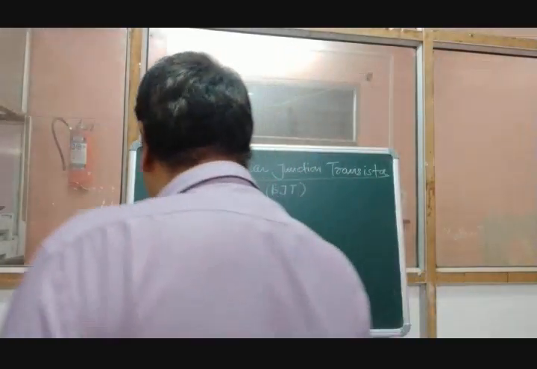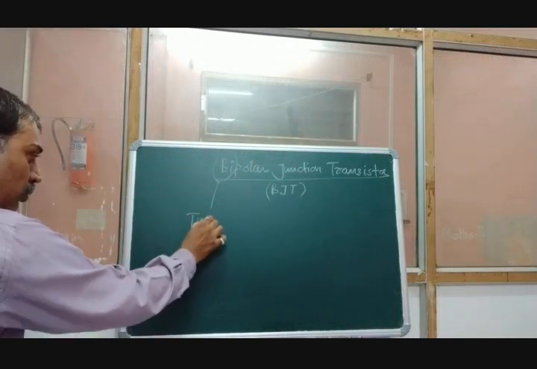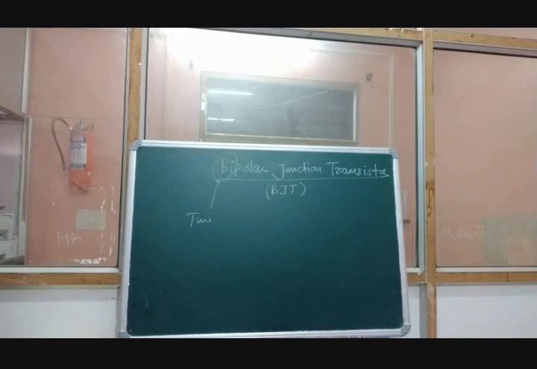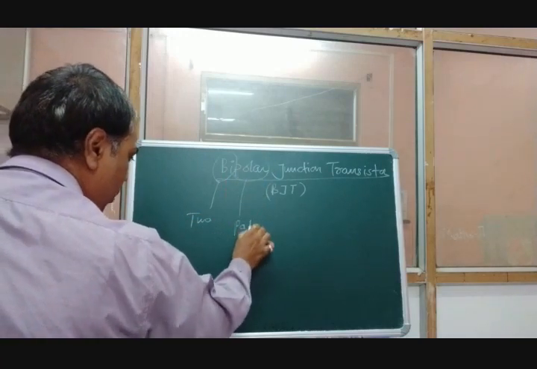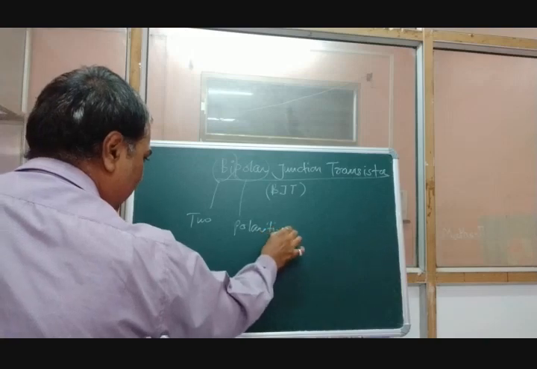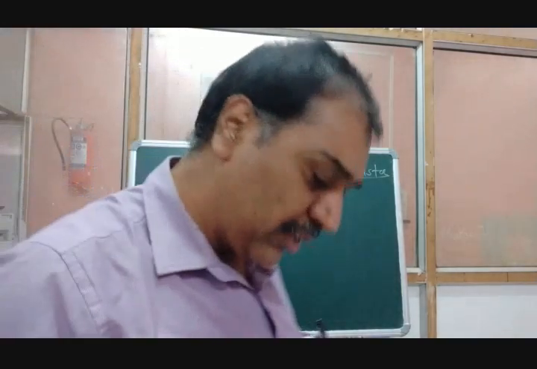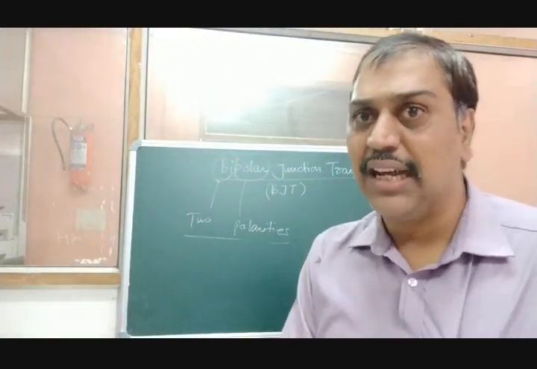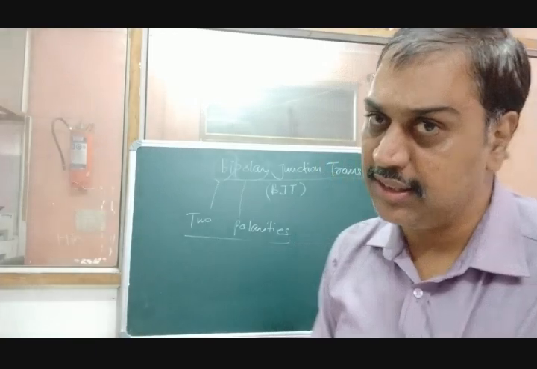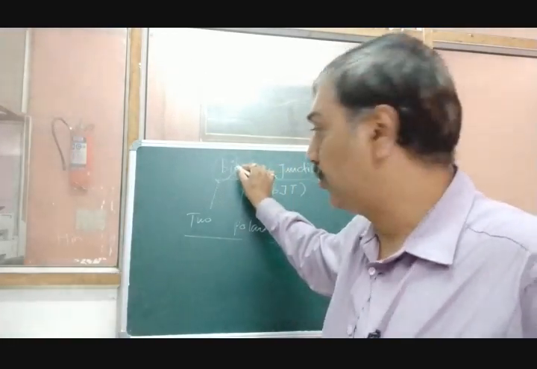So if you remember, this "bi" means what? This "bi" means 2. And this "polar" means what? Polarities. These are said to be polarities. So what exactly occurs in this device? Whatever current flows through the circuit is due to two polarities at a time, either electrons or holes. And that's why the resultant current in this device is due to two polarities.